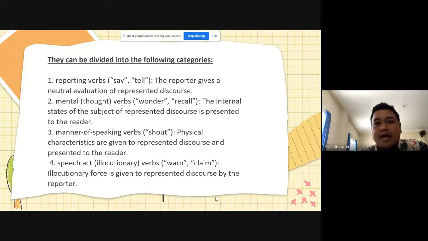The third one is the manner of speaking verbs like shout, and the last one is the speech act, or illocutionary, and the verbs are warn and reclaim. For the speech act, I think we have already learned it before, when we were in the second semester. So it's not going to be difficult for us to understand more about speech act, I think. Next, please.